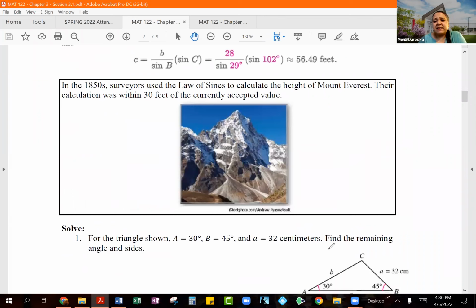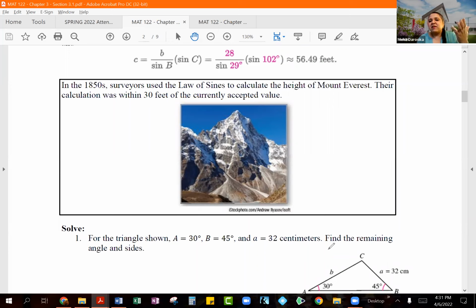And so I thought this was kind of neat. Your textbook had this little trivia that the surveyors used the same idea of law of sines to calculate the height of Mount Everest. And this was back in the 1850s, right? When we didn't have all these fancy instruments and technology, they used law of sines to calculate the height of Mount Everest. And you can see they came within 30 feet of the current accepted value, which is really impressive if you think about just how different things were back in 1850.